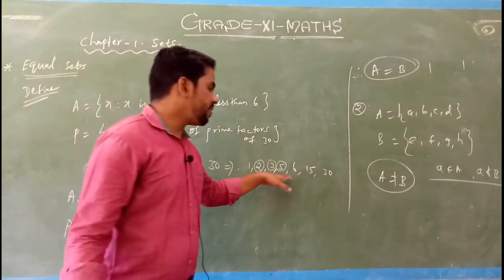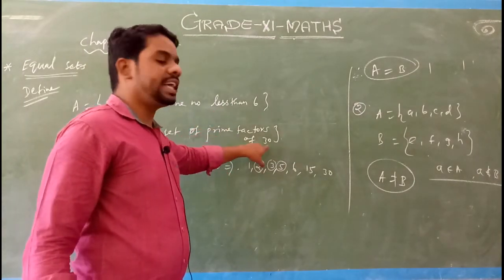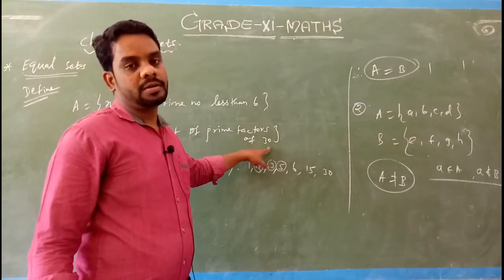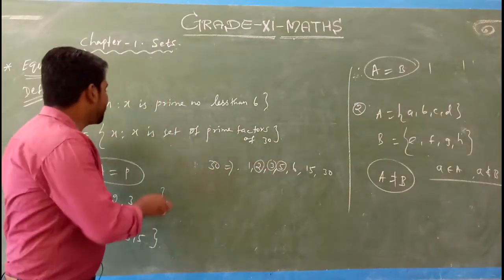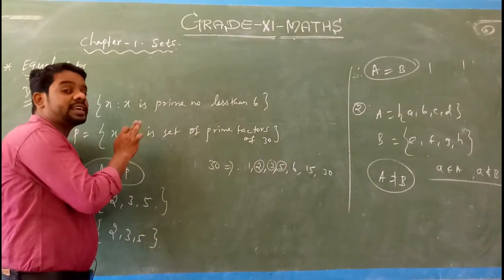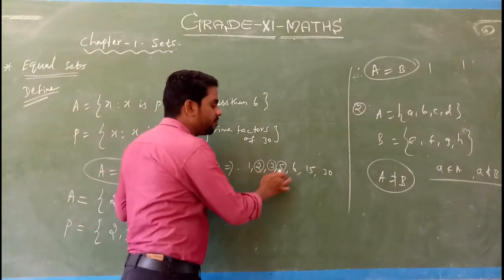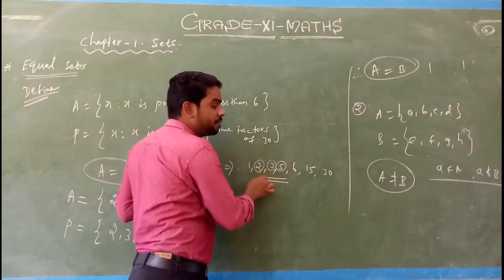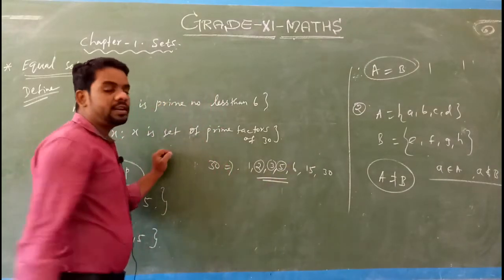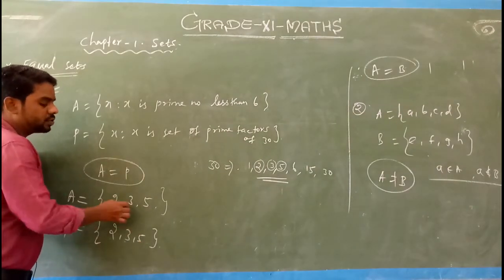So 1, 2, 3, 5, 6, 10, 15, 30 are the divisors, the factors, of the given number 30. By the given statement, the set P is the set of all prime factors of 30, so the prime factors are 2, 3, 5 only. These three numbers are prime numbers and the other numbers are composite. The set P is equal to {2, 3, 5} and A is equal to {2, 3, 5}.